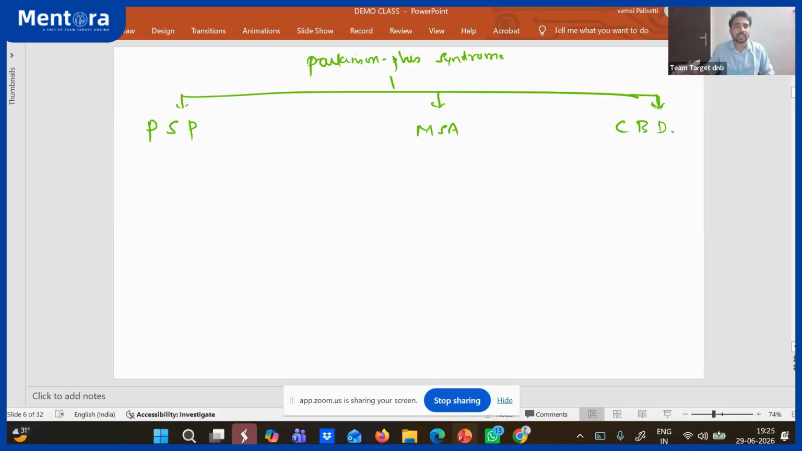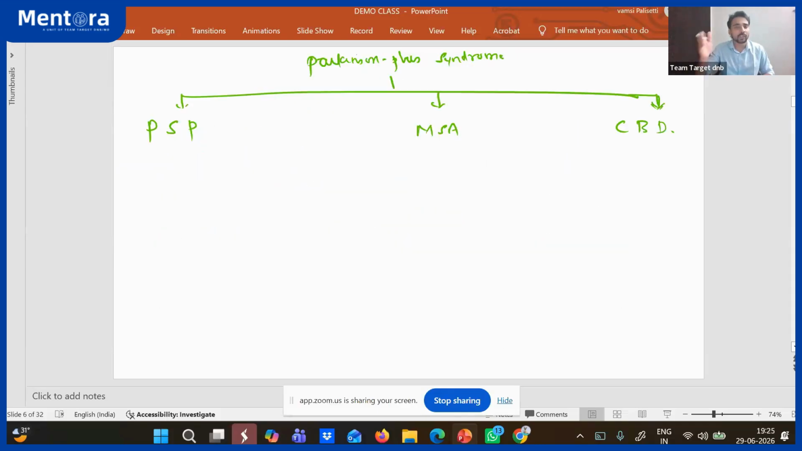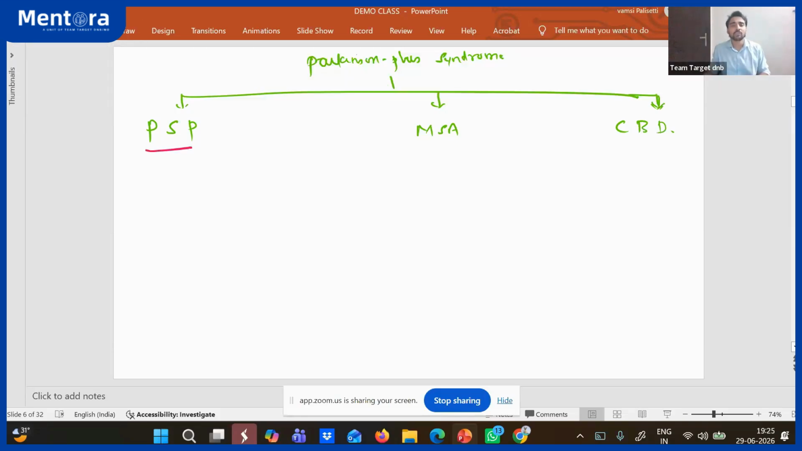So we discussed Parkinson plus syndromes. They have Parkinson's features, but tremors are less frequent, they are symmetrical, and poor response to levodopa. They have three categories: progressive supranuclear palsy, multiple system atrophy, and corticobasal degeneration. Right? Let us see one by one. Very easy. First, come to progressive supranuclear palsy. What is going to happen here?